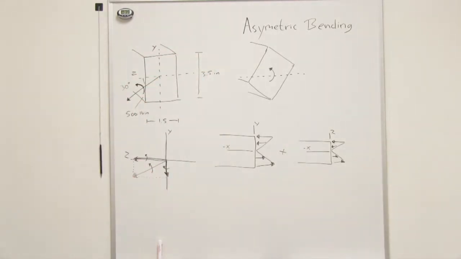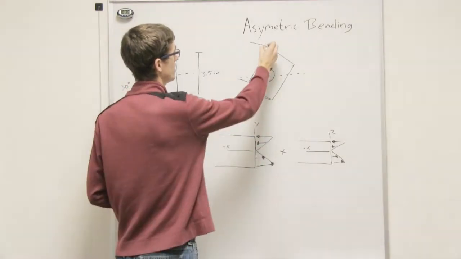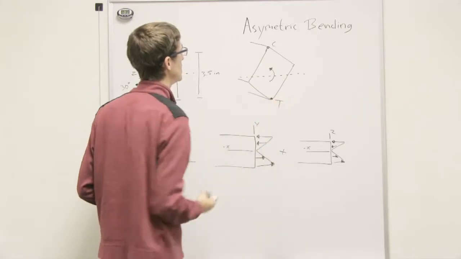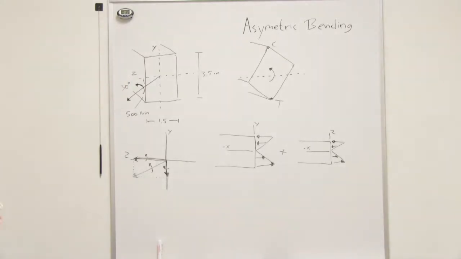Looking at that, intuitively, you know that up here in this corner you're going to be in compression, while down here you're going to be in tension, right? That's where your maximum tension is going to be, and that's where your maximum compression is going to be. So how do we solve something like that? Well, we can break it up.